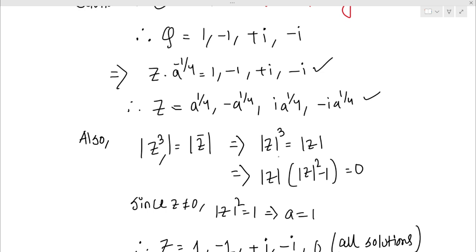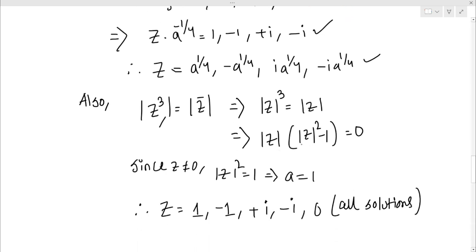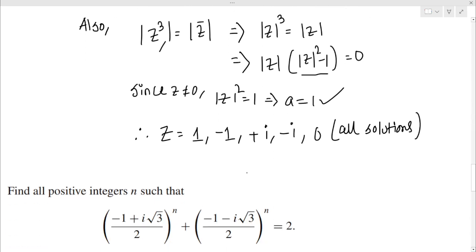Take everything to the left hand side, take mod z common, and you get this. Since z is not 0 as we have assumed, we must have this quantity as 0, which means mod z square is 1, and we also know that mod z square was a, so a is basically 1. So the values of z which satisfy the equation z cube equals z bar are 1, minus 1, plus i, minus i, and 0. These are all the solutions possible.